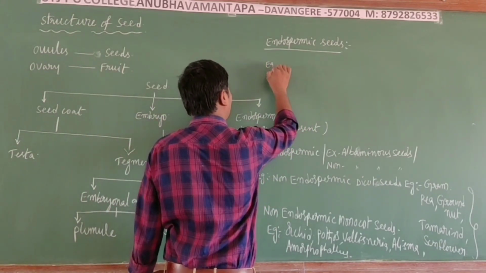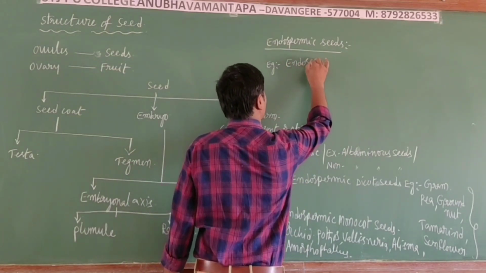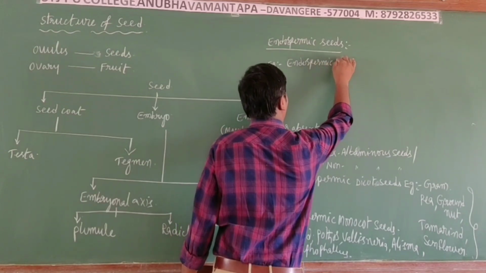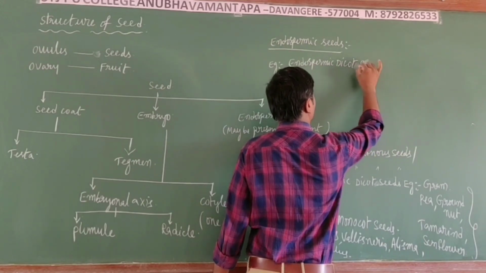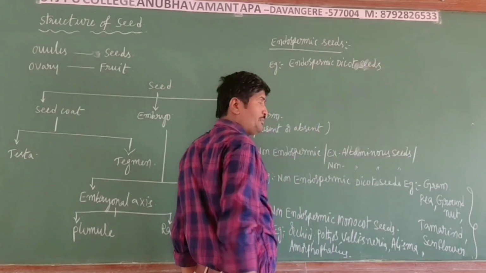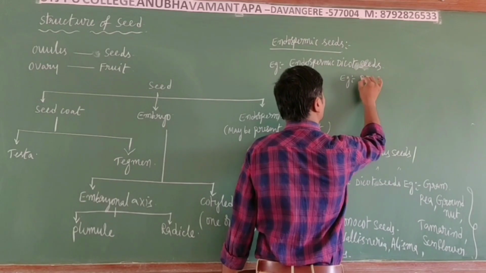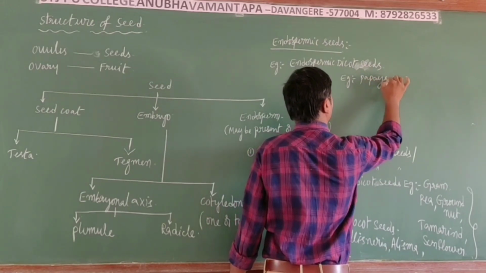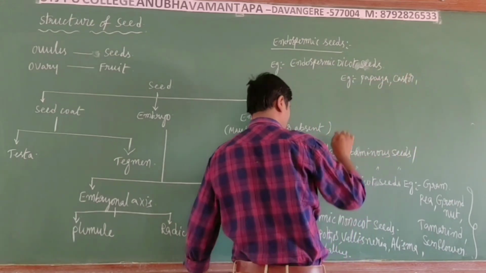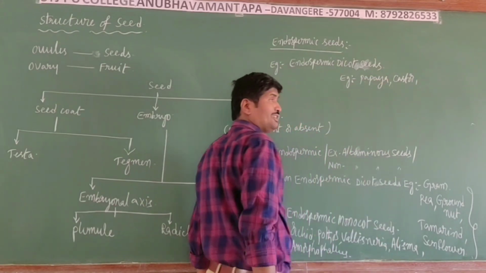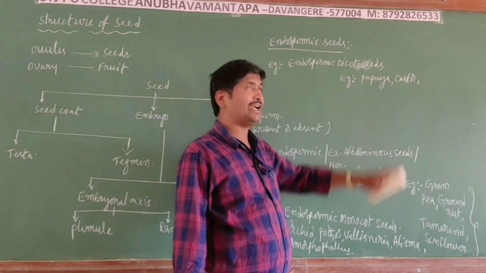What are examples of endospermic seeds? The endospermic dicot seeds. Example, papaya, castor. Next one. These are the main ones, papaya and castor. So this is the main example for endospermic dicot seeds.